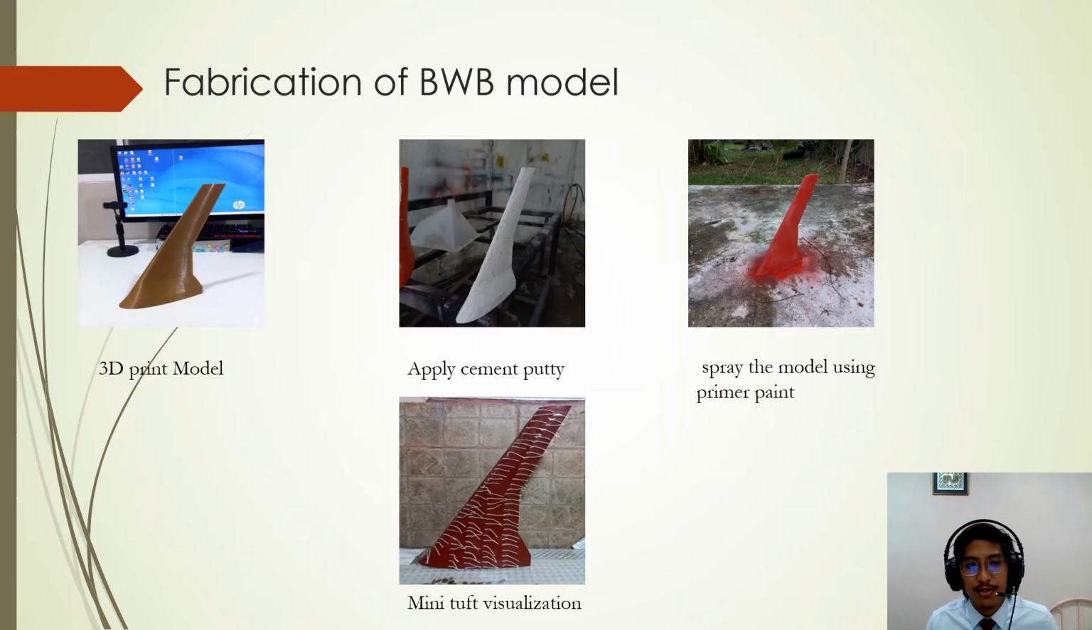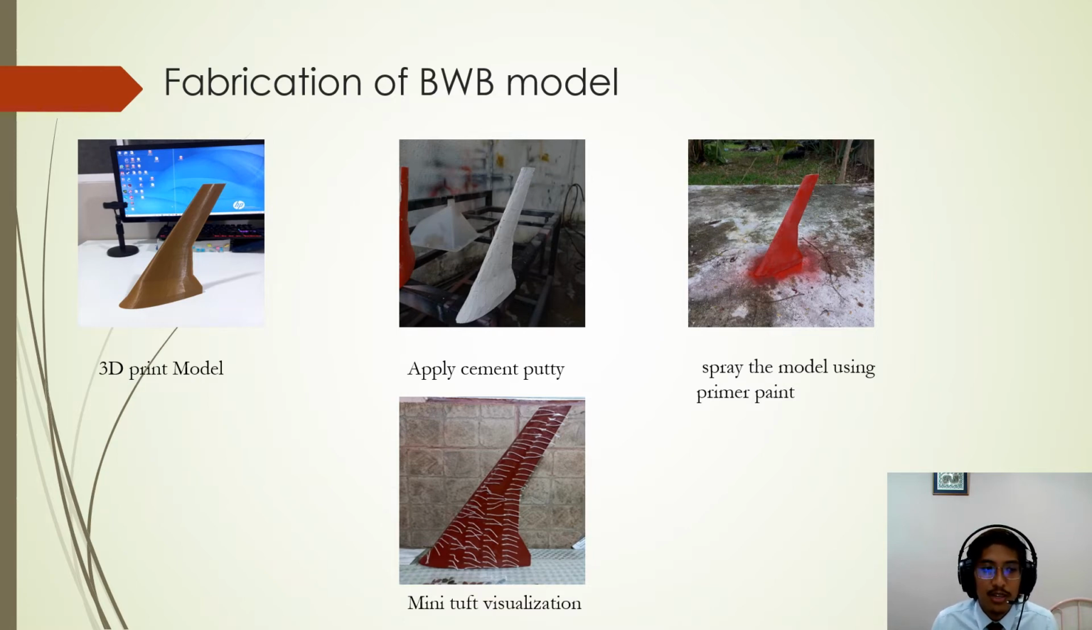Next we go to the fabrication of the blended wing model. Here, as you can see, this is the 3D print model outcome. In order to print the model, the SolidWorks file needs to be transferred into an STL file in order for the 3D printer to read the drawing. Next is to apply cement putty. The putty was used to coat the blended wing body model to create a smooth surface, since the 3D print model has a rough surface and it may affect the result in the wind tunnel.